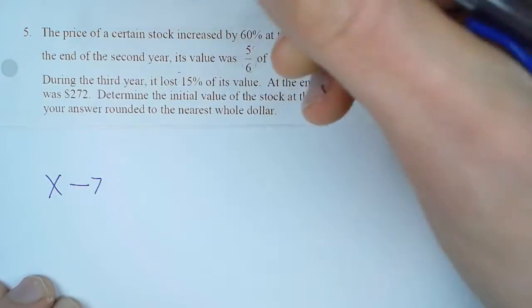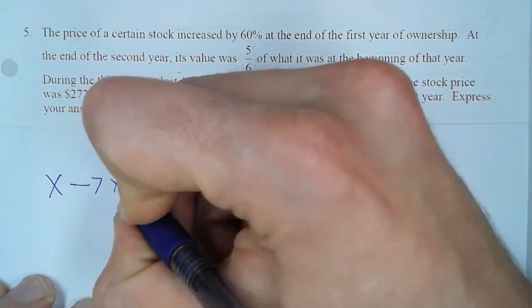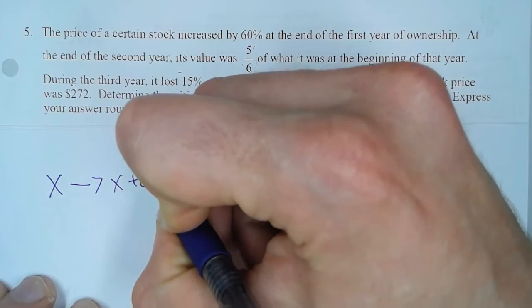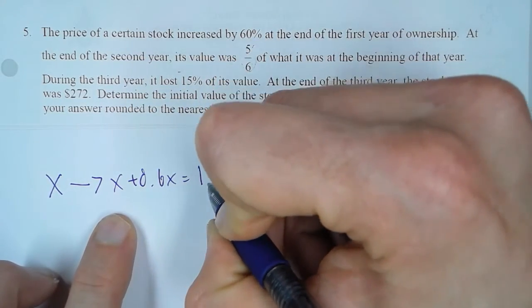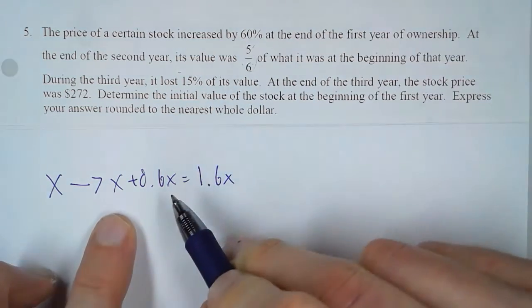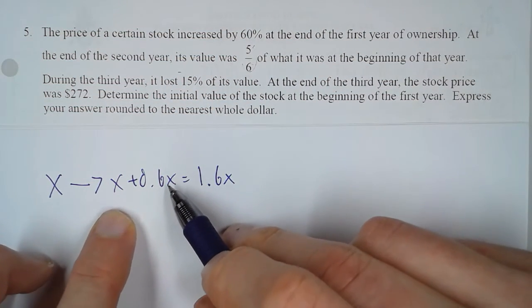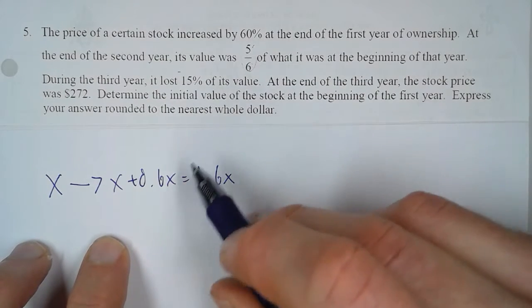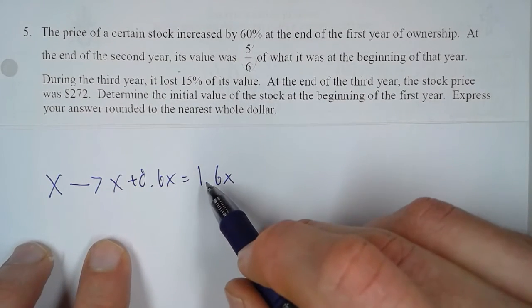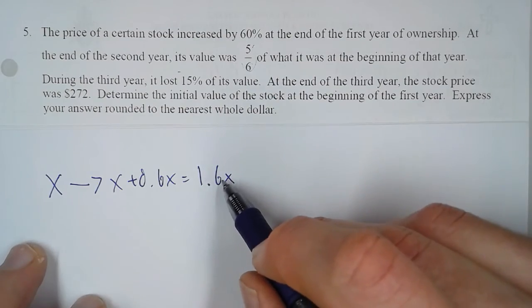So let's say that at the beginning of the first year, it was X. Now, it went up 60%. So a lot of people write it as X plus 0.6X. But what you want to do is rewrite this instead as 1.6X. Because if you have multiple factors, multiple terms, this problem gets much, much harder. So, it went up 60%, 100 plus 60% more.